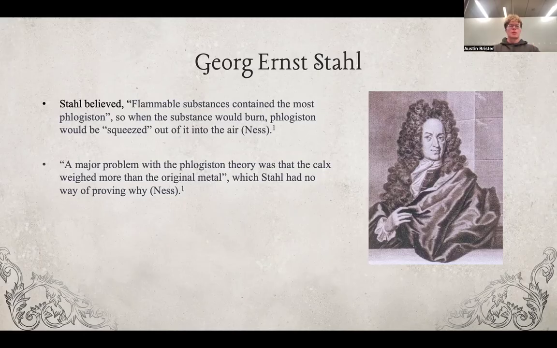Now, a major problem with this was that he had no way to explain the weight distribution between the reactions, so the reactants to the products. His product, aka calx or phlogiston, weighed more than the original metal that was used in the reaction of combustion. So this was the biggest caveat of the time, but he had so much influence and his theory came out so well that a lot of people actually believed this at the time.